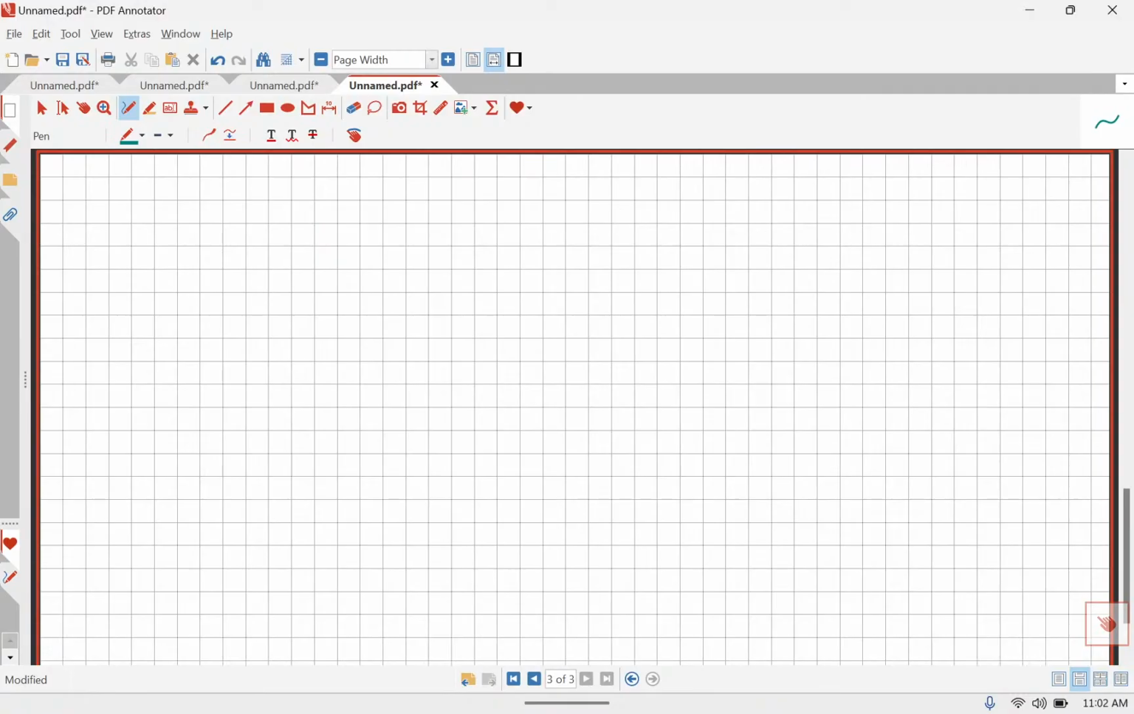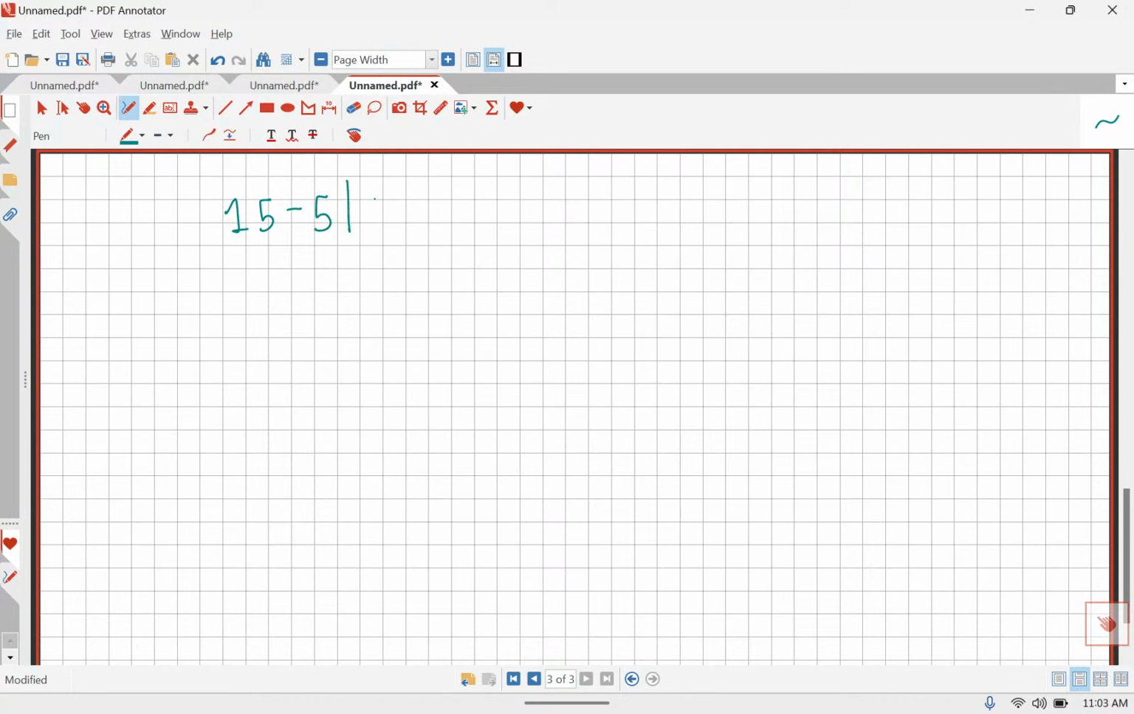Got a pencil? 15 minus 5 absolute values of 4 plus 8m, close the absolute values, is equal to 10. See what you guys can do with that. Give it a try and teach.